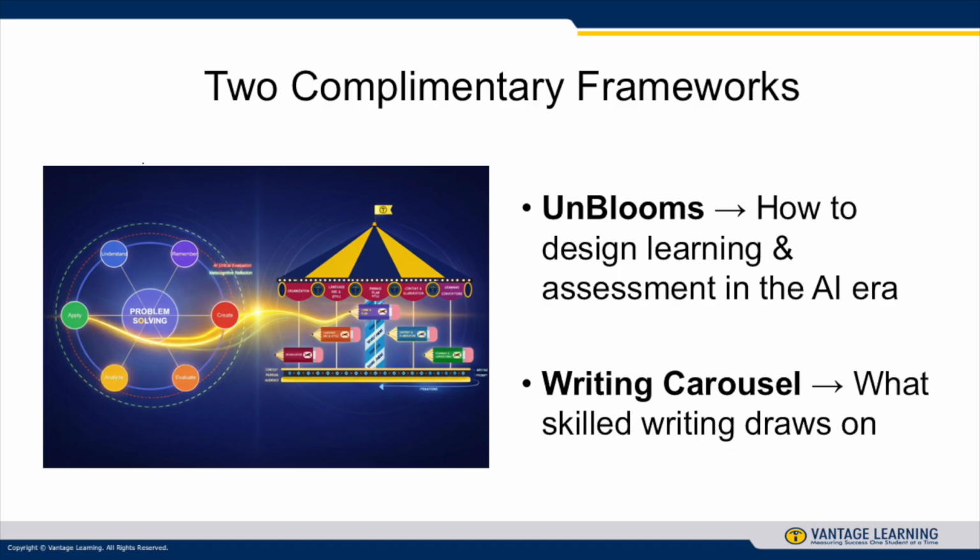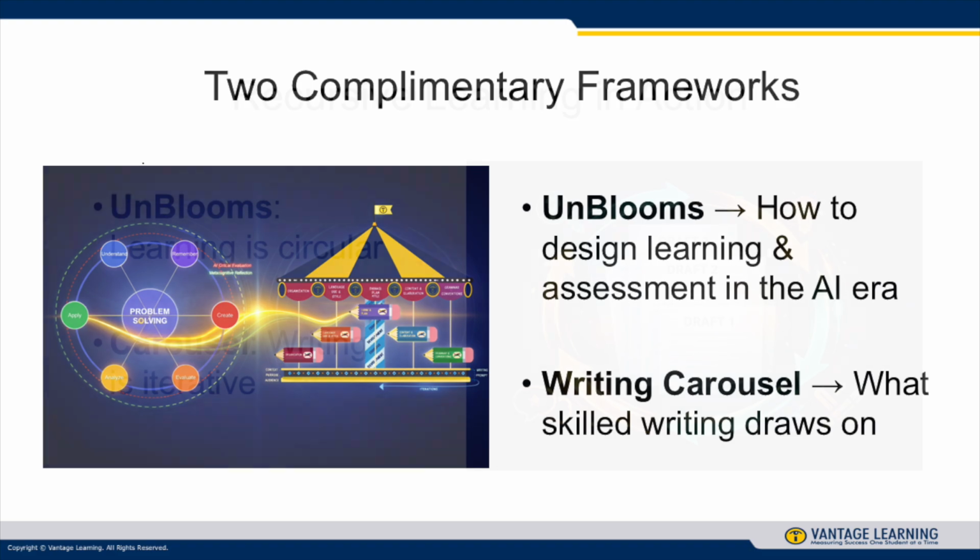The Writing Carousel is an instructional clarity framework for writing. It defines the essential domains of strong writing instruction: organization, elaboration, language use, conventions, and intentional planning, and shows how they operate in recursive cycles. UnBlooms structures the thinking. The Writing Carousel defines the craft. Together, they create alignment between cognition and instruction.